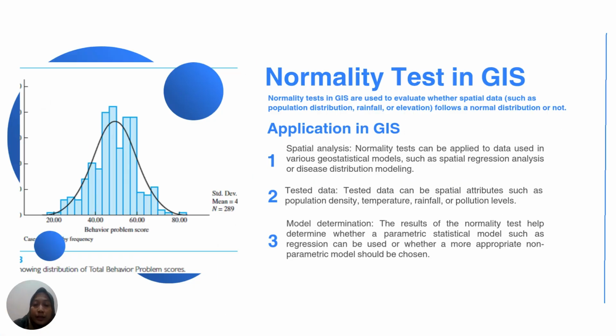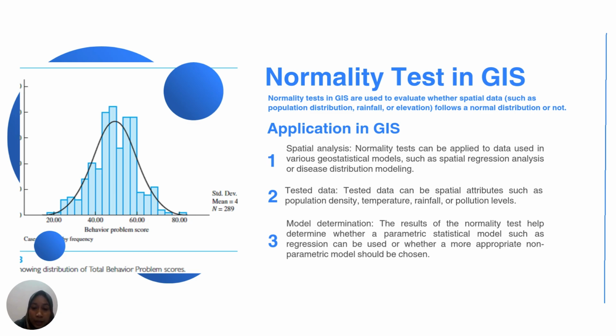Normality tests in GIS. Normality tests in GIS are used to evaluate whether spatial data, such as population distribution, rainfall, or elevation, follows a normal distribution or not. Application in GIS spatial analysis: normality tests can be applied to data used in various geostatistical models, such as spatial regression analysis or disease distribution modeling.